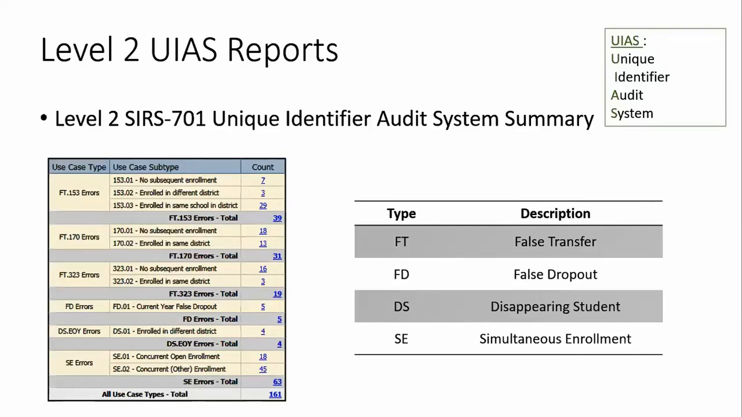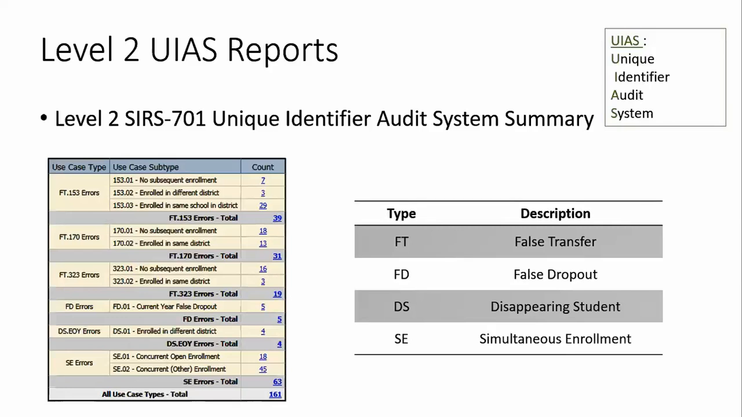Remember, we mentioned this earlier. The unique identifier that is assigned to a student and is used to track that student from preschool through graduation. In a perfect world, each student has one unique identifier. In reality, occasionally, the NYSED ID is not assigned correctly, or a student has more than one NYSED ID. The UIAS report is useful in trying to find those discrepancies. It finds other things as well, but it also is instrumental in finding issues with the students' NYSED IDs.